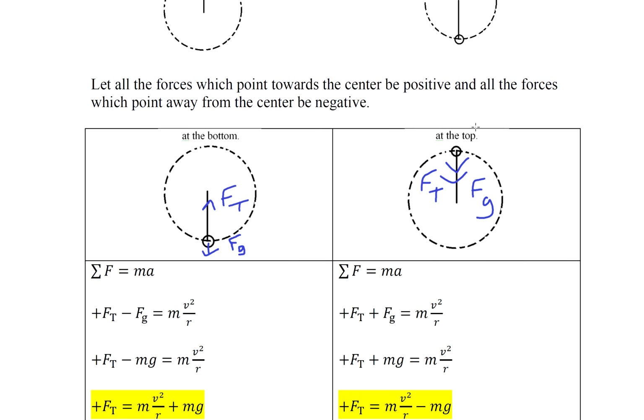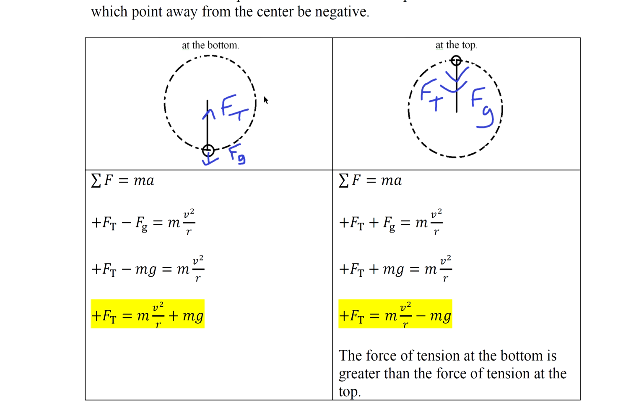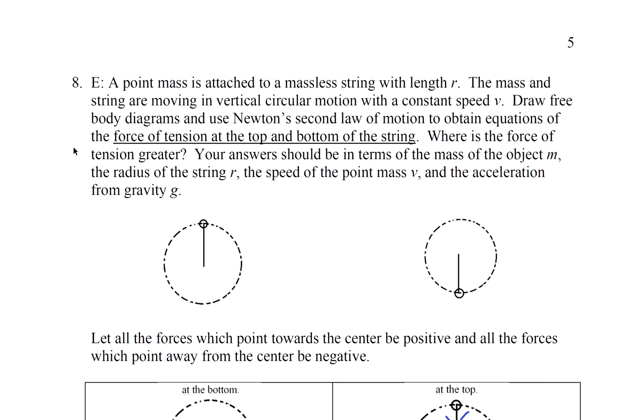Okay. Well, at the bottom of the string, sigma F equals ma. Force of tension is pointing towards the center, so it's positive. Force of gravity is away from the center, so it's negative. And circular motion acceleration is v squared over r. So we obtain this equation here, and we solve for force of tension. Remember, this problem is telling us that this object is moving in a vertical circle with a constant speed.